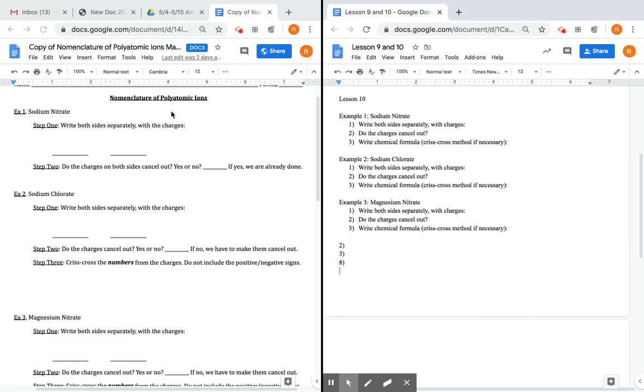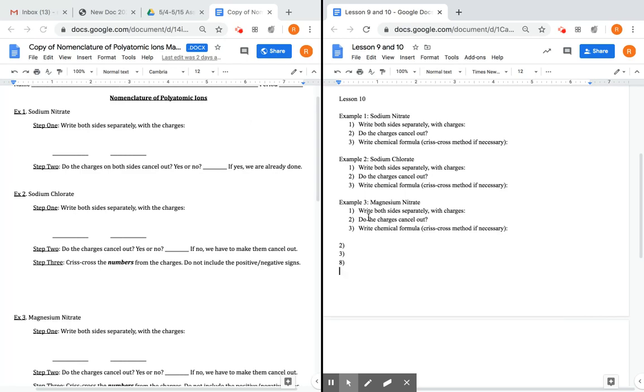Whenever you see a metal and then the second part of the name does not end in "ide," like IDE, for example, here it's nitrate, we know that that's going to be a polyatomic ion. If it's nitride, it's going to be sodium and nitrogen, like that's it. But nitrate means that it's a polyatomic ion.